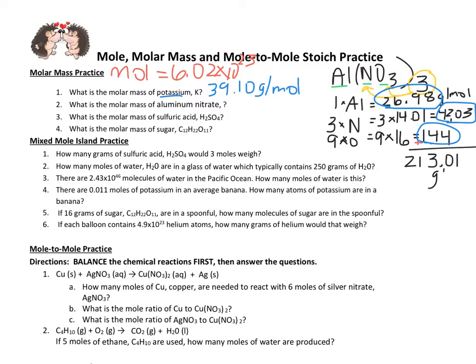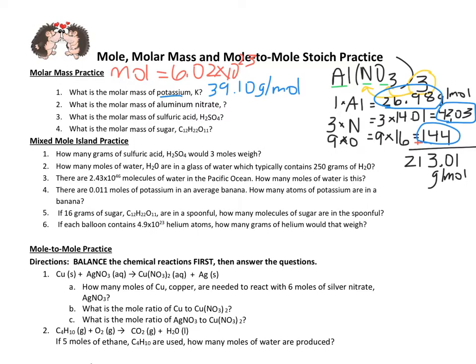So 213.01 grams per mole is what you should have gotten for number 2 on the Go Formative. What is the molar mass of aluminum nitrate? 213.01. Again, we just used our periodic table and added up however many atoms of each element we have. Add up their masses, add them all together, and we get our final molar mass of the compound.